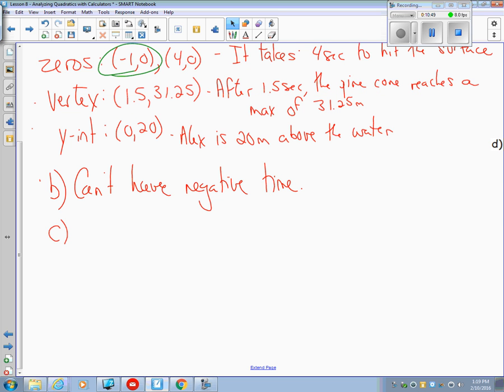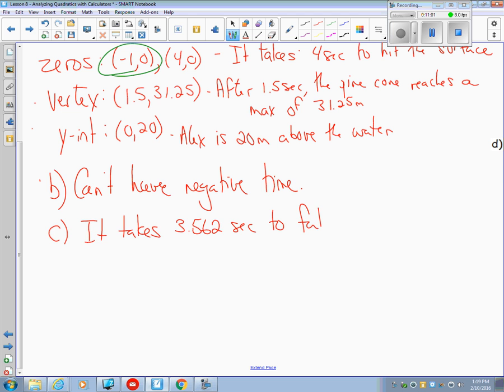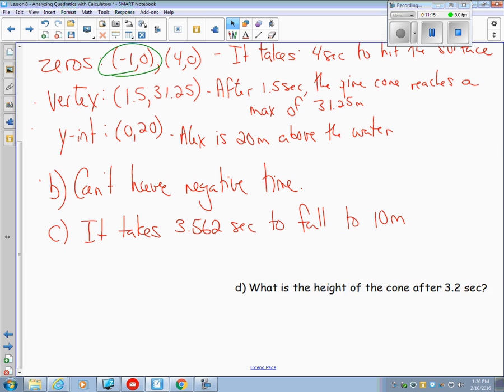3.562. So that takes 3.562 seconds to fall to 10 meters. This time I don't have to do any subtracting or anything like that, because remember, we started at 20. So it went up, went back down, but because it was already above 10 to start, I only need one value. Okay, letter D. I'm pulling from the side over here.